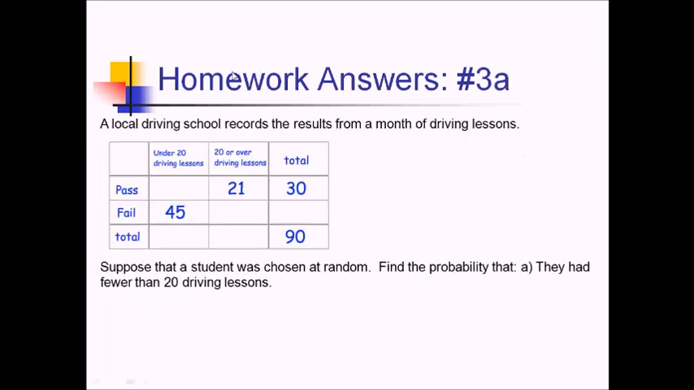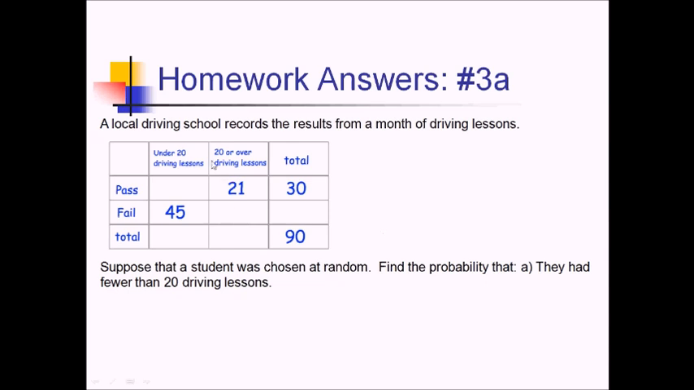For number 3, a local driving school records the results from a month of driving lessons. So we have rows for people who passed versus failed, and we have columns for people who had under 20 lessons versus 20 or more driving lessons. So let's fill out the rest of this table, and then we'll answer some questions.